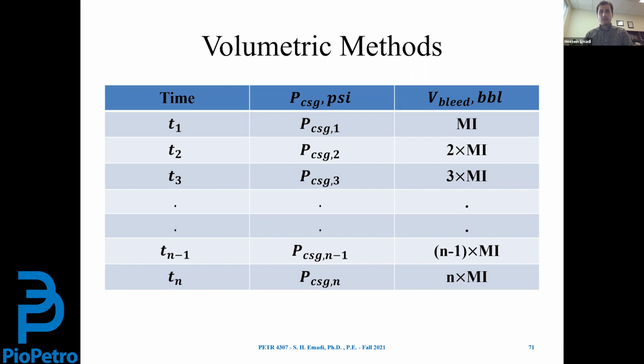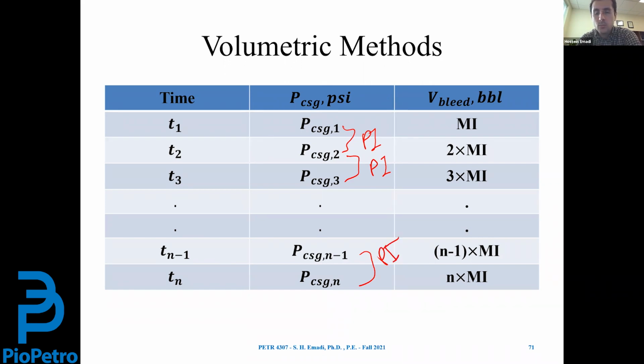Just to summarize what I already talked about, the change in the casing pressure and the volume of the mud we need to bleed off. This table tells us, okay, at the beginning, T sub 1, the casing pressure will be casing pressure 1, and we remove a mud increment. At T sub 2, the time 2, casing pressure increases by the pressure increment. So the difference between each two consecutive pressures is equal to the pressure increment, all of them.